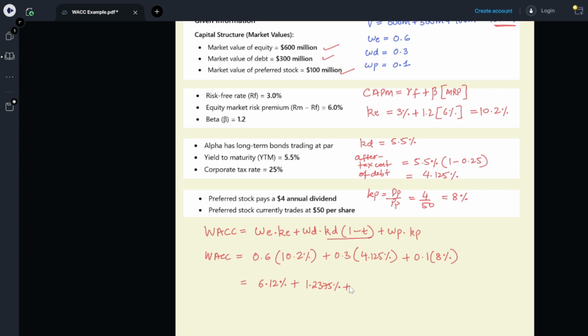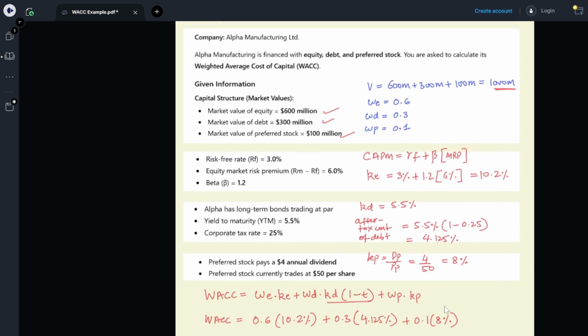0.1 into 8, okay, this is 0.8%. And summing it up is going to be our final answer. 0.2375, 0.8. Okay, so 8.1575 is the weighted average cost of capital for this company given the information that we provide in the question.